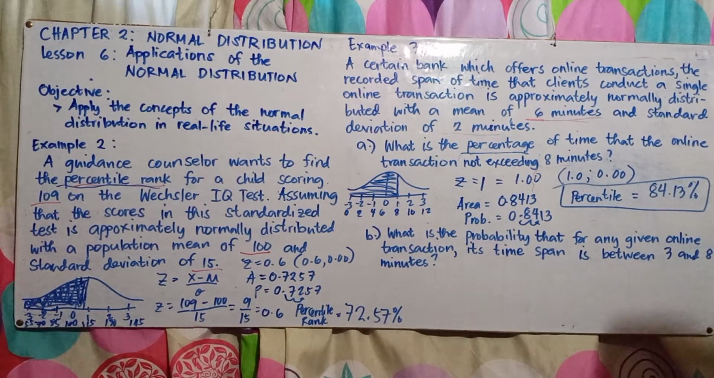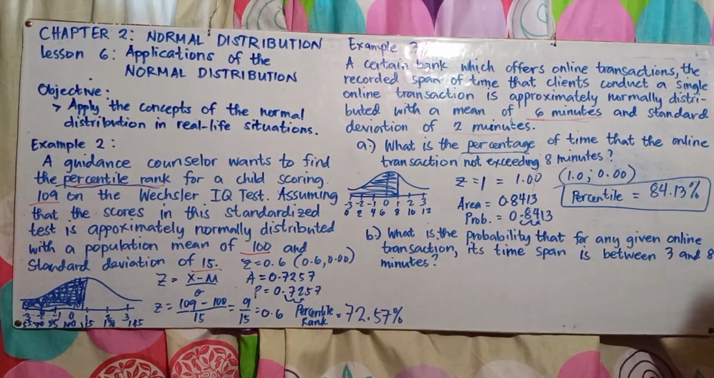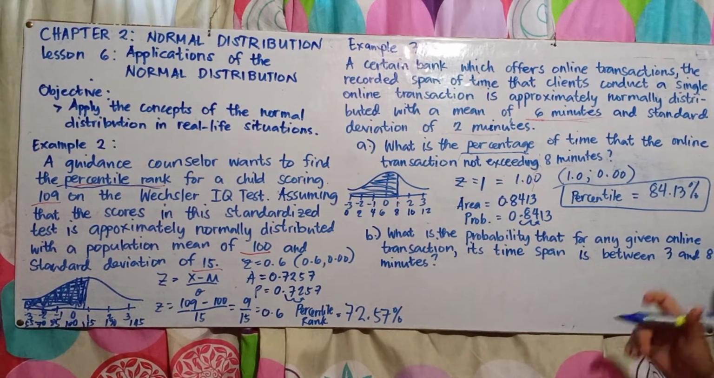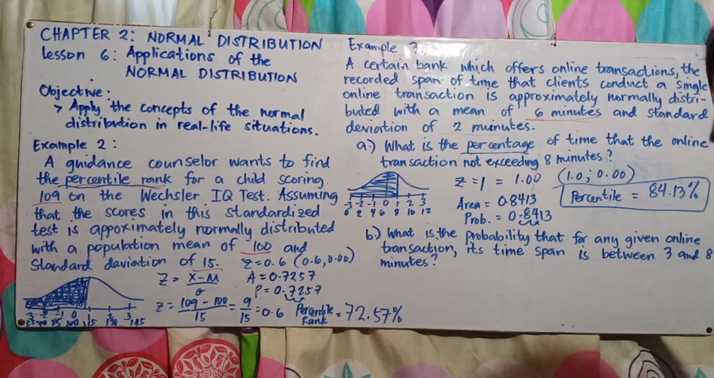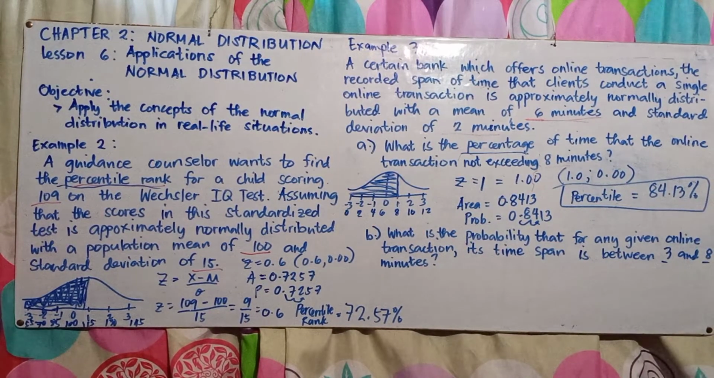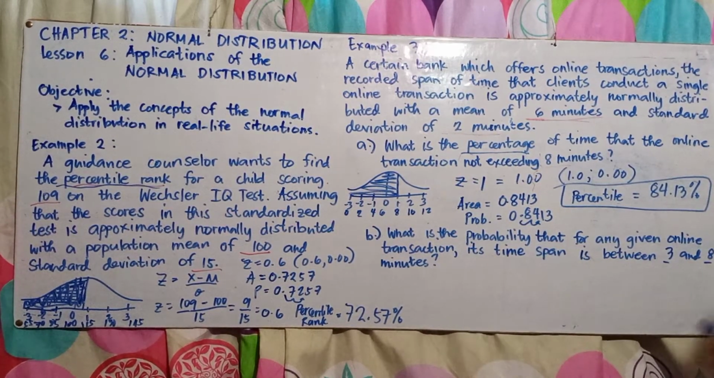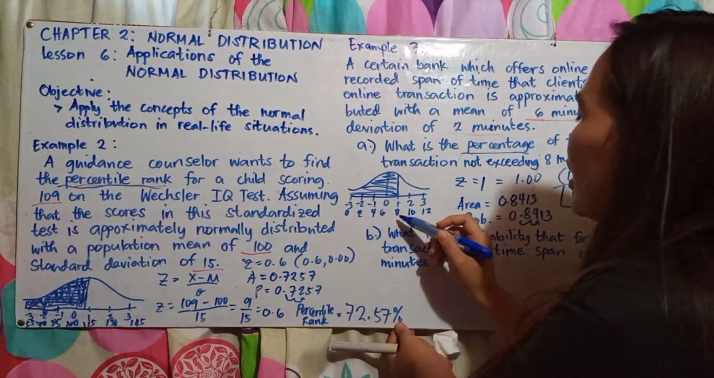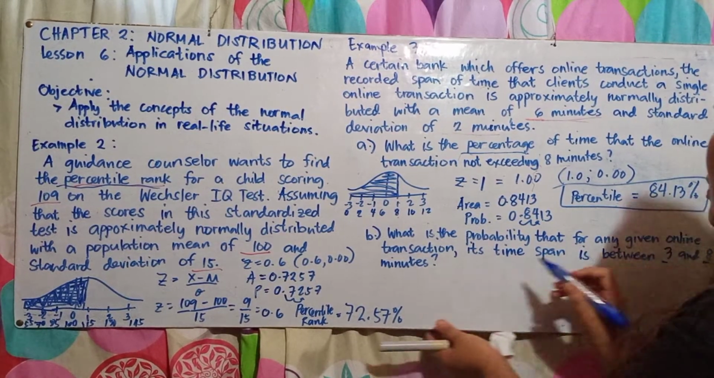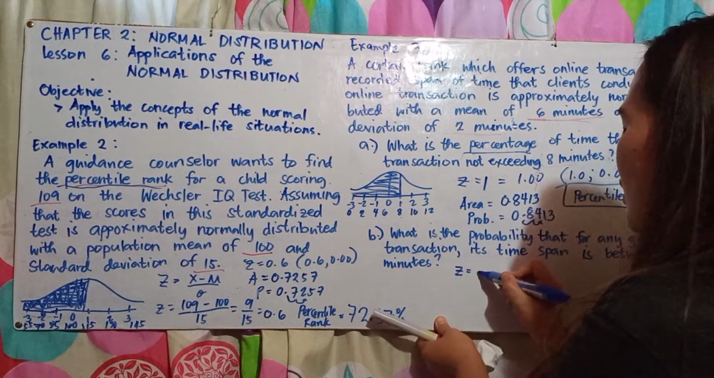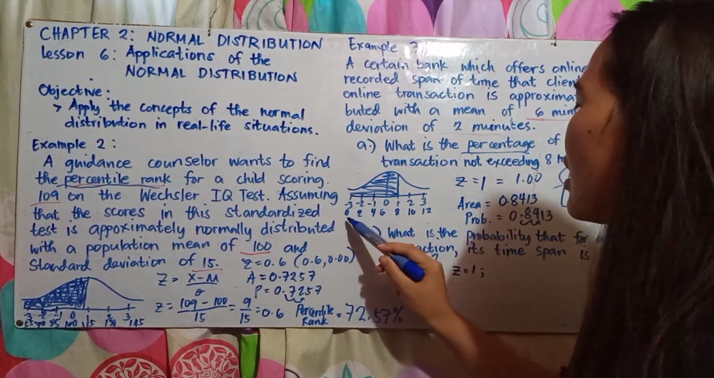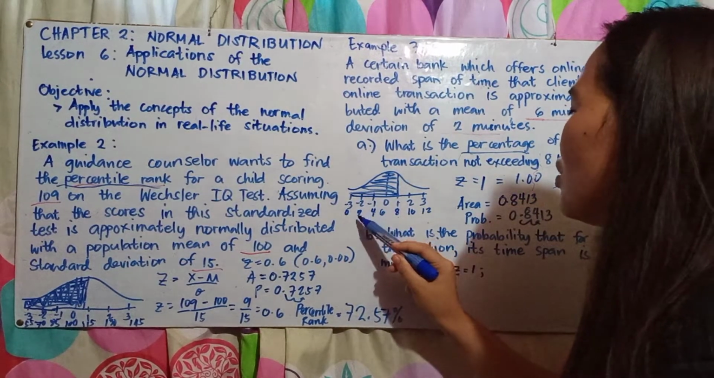Next, letter B. What is the probability that for any given online transaction, its time span is between 3 and 8? So, between 3 and 8 minutes. Since ang 8 minutes, makita man, automatic Z equals 1 na siya. Dili na nato na isoba, Z equals 1. Then, ang 3 minutes, walay 3 dira. Nasa in-between 2 and 4.